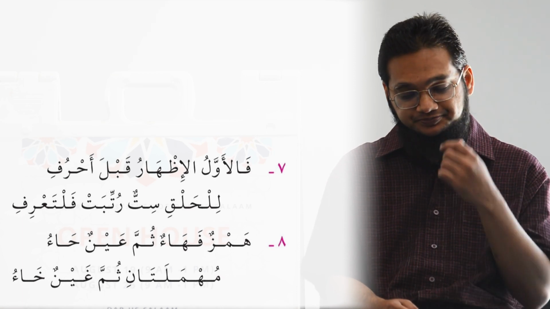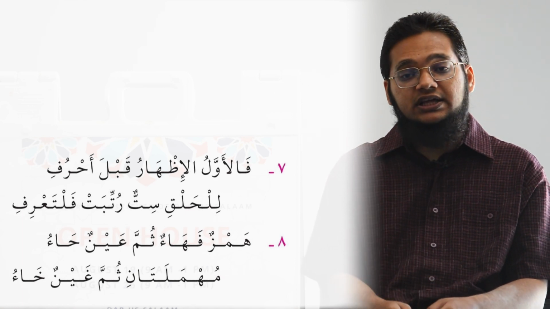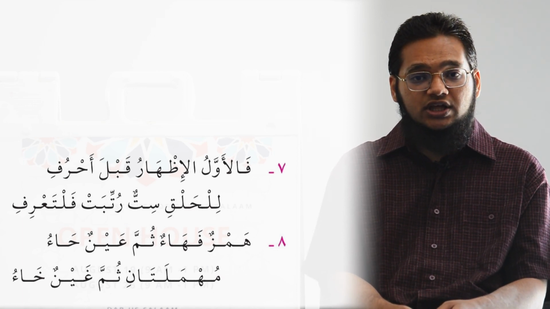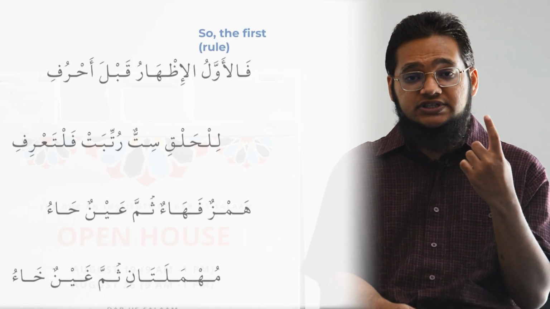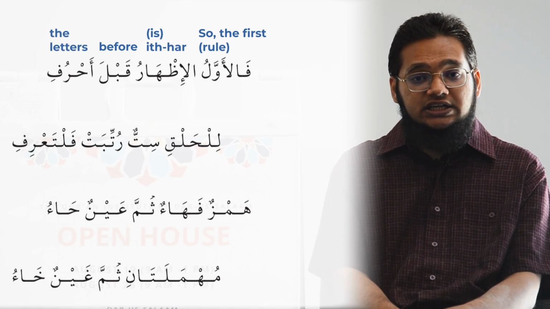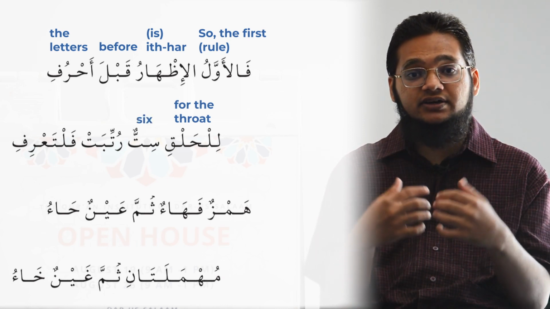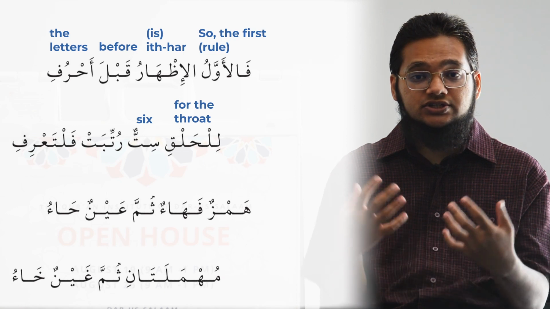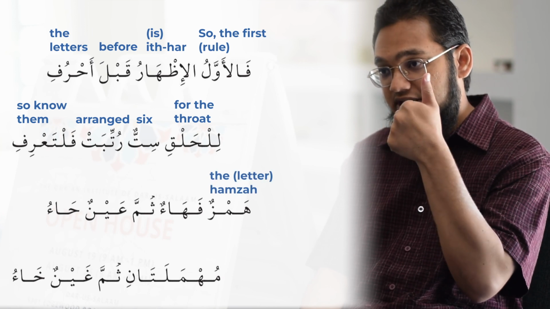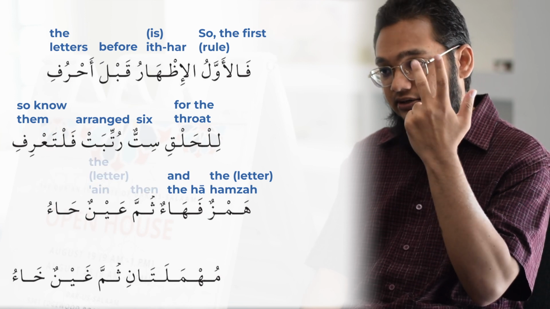So he says that in the rules of Nun Sakina and Tanween there are 4 rules, and the first rule is Izhar. So he says fal awwalul izharu qabla ahrufi. So the first rule is Izhar before the letters. Lil halqi sittun. So halq means throat, and there are 6 letters in the throat that are izhar. Fal ta'rifi means so know them. Then he says hamzun, the first letter of izhar is hamza. Faha'un, ha. Thumma aynun, ayn, third letter ayn.